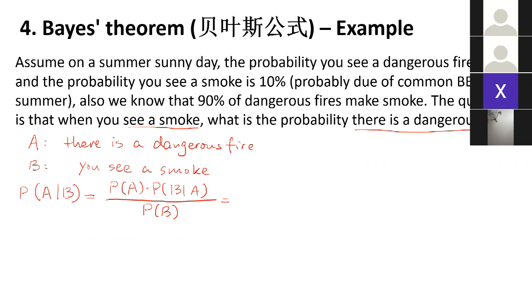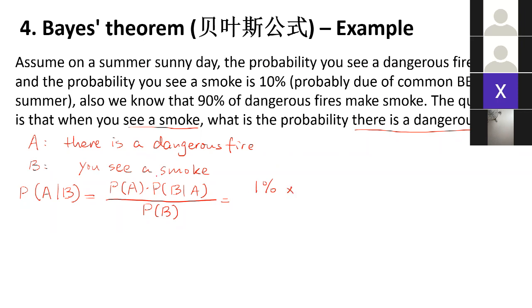Now let's check, do we have all the numbers we need? First of all, what is the probability of A? The probability of A means the probability that there is a dangerous fire. It says here the probability you see a dangerous fire is only 1%. So let's put 1% here. This is the probability of there being a dangerous fire.